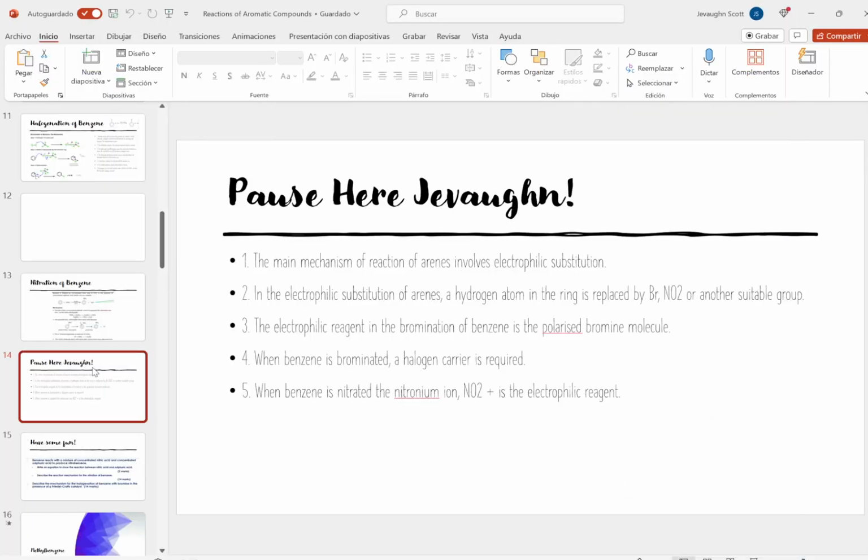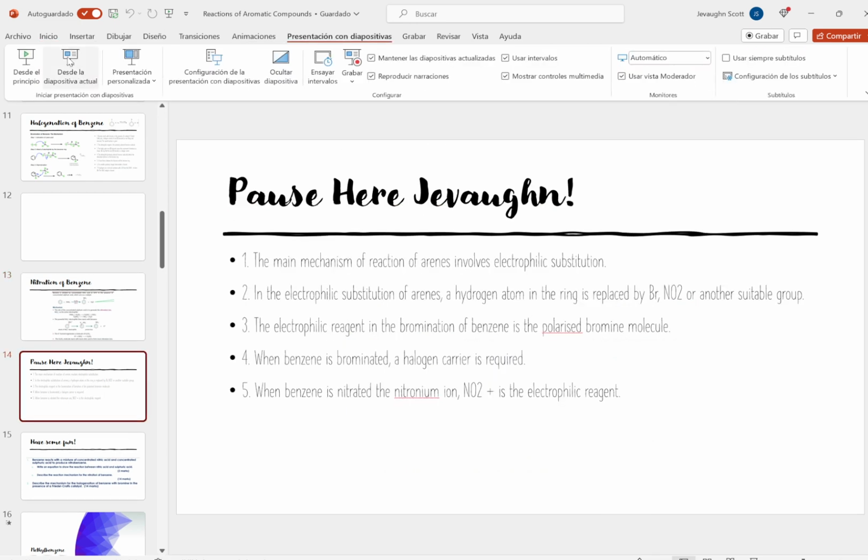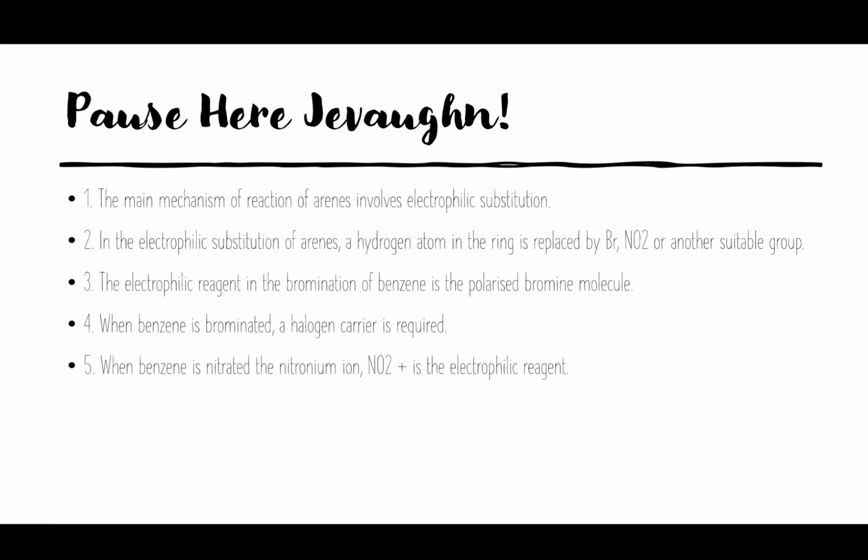So we ended at the nitration of benzene, and now we're here, right? Pause here. What we spoke about before is that the main mechanism for reactions of arenes is electrophilic substitution, right? And we looked at the electrophilic substitution there.